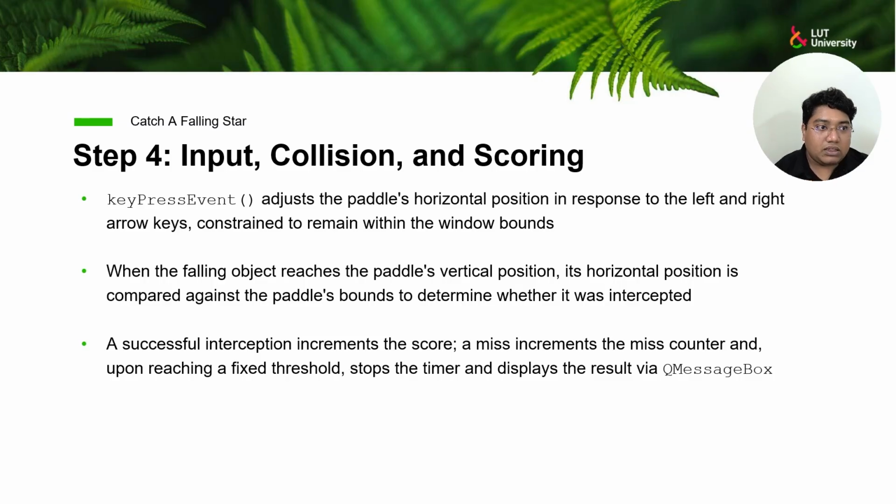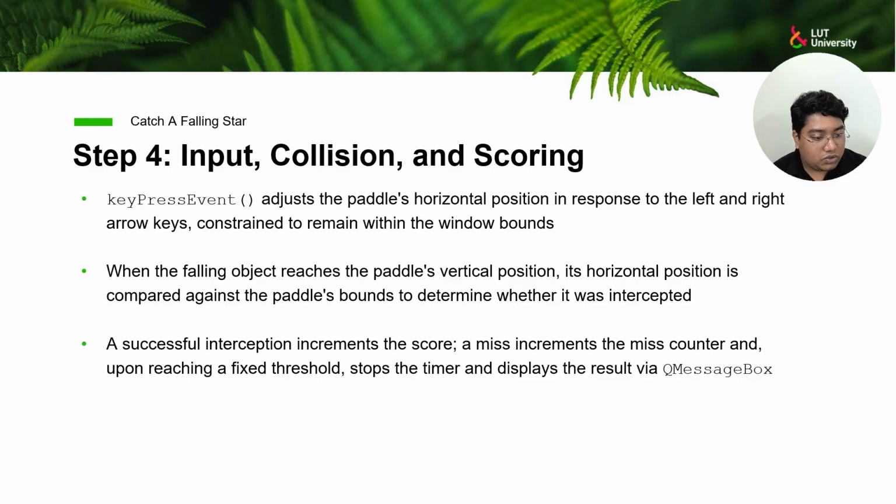After 3 misses, the game will simply end, and instead of continuing forever, we will stop the timer and display the player's final score in a message box. These will need additional changes to the paint event. We will look into that.